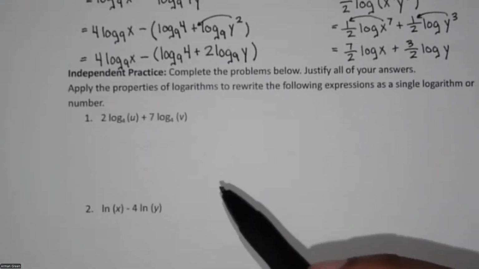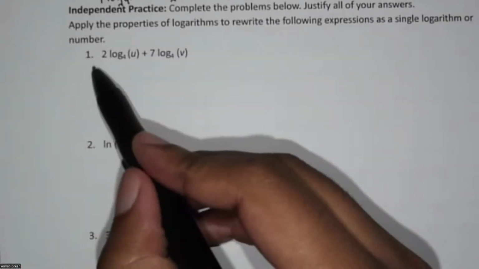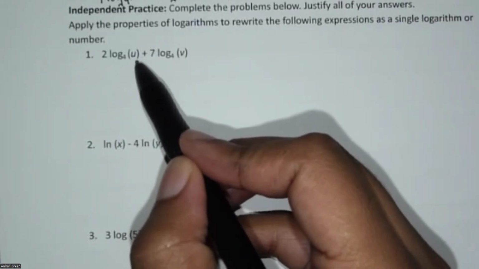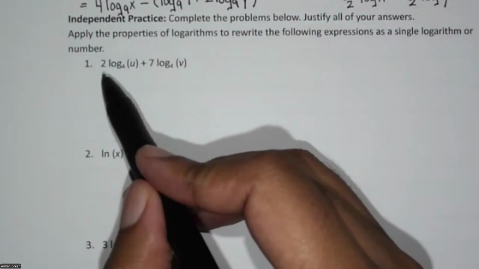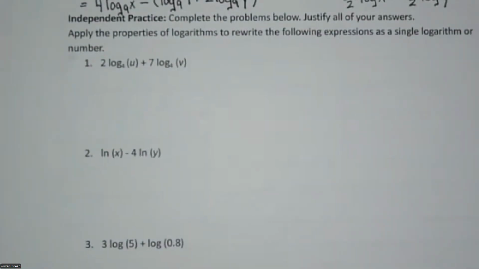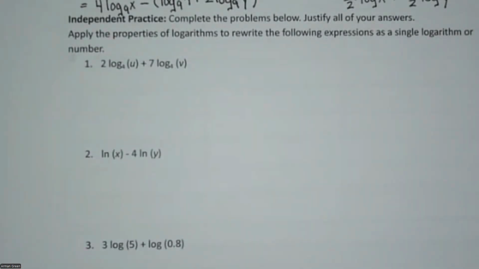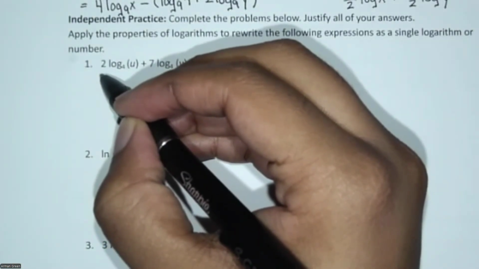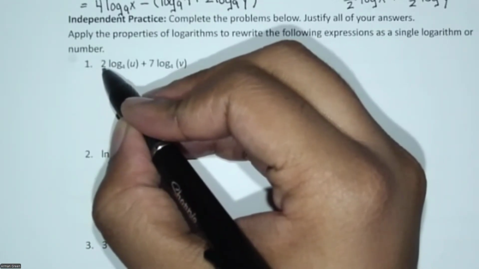So now we're going to do one problem together. We're going to do number one just so you can have an idea of what you might have to do for these remaining problems. So let's look at it. We have 2 times the log of u plus 7 times the log of v. We want to condense this, or scrunch it together, as one logarithm. So the first thing I'm going to look for is if we have any coefficients. This first logarithm has a coefficient of 2.